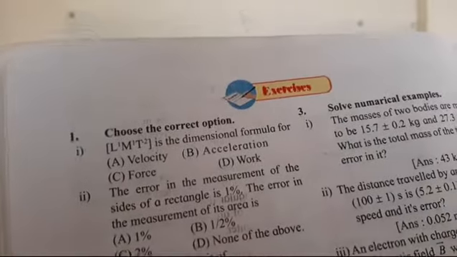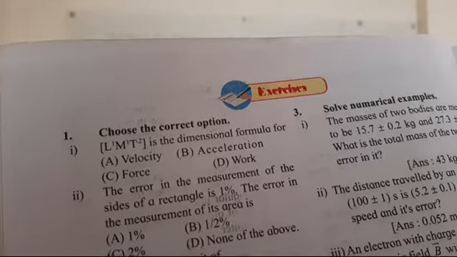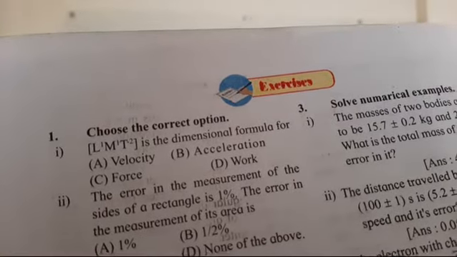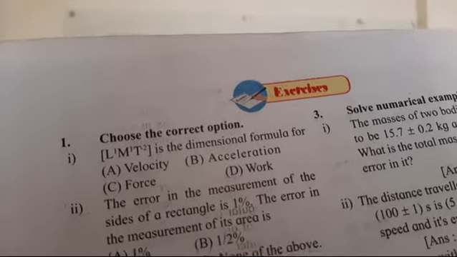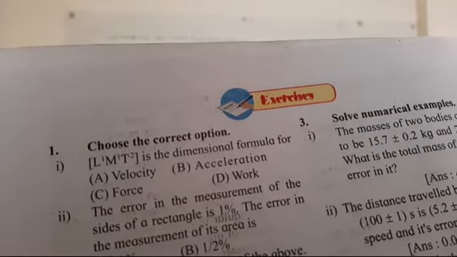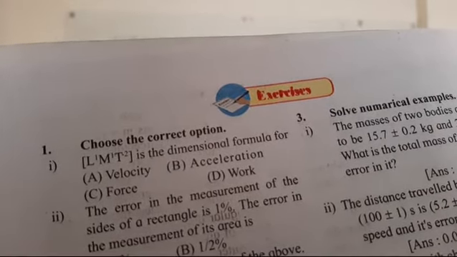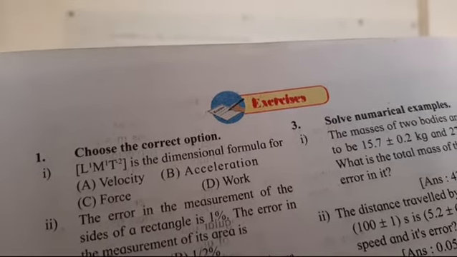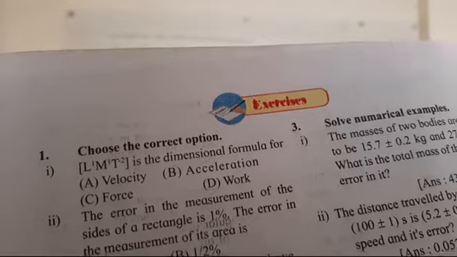Students, you already have the textbooks. I have not written on the blackboard. Okay, first question is what? Choose the correct option. L raised to 1, m raised to 1, t raised to minus 2 is the dimensional formula for: option A velocity, option B acceleration, option C force, option D work.